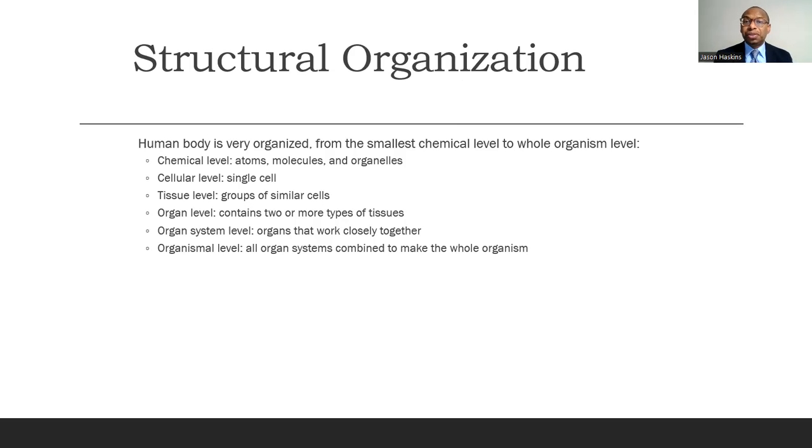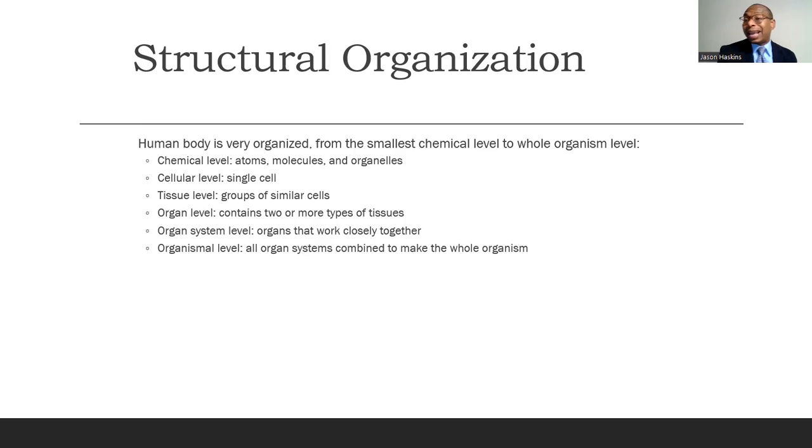Speaking of tiny structures, the body as a whole has a level of organization, a structural organization that goes from very simple to very complex. Some books will talk about the simplest form being the chemistry level, where we talk about the atoms and the molecules and how they come together to create these organelles, which are complex structures found inside of a cell.